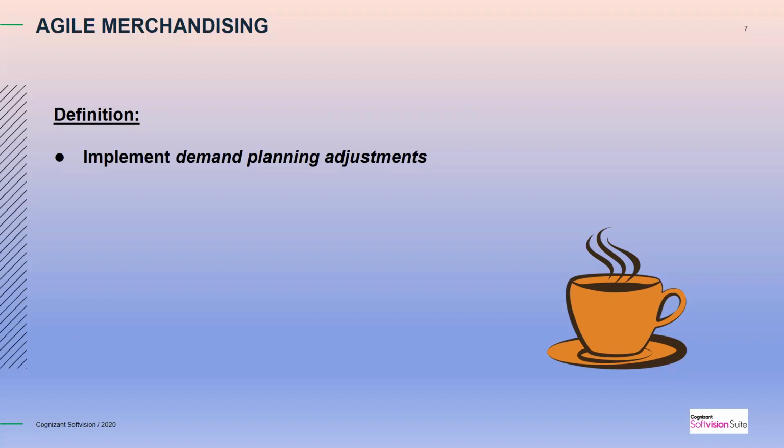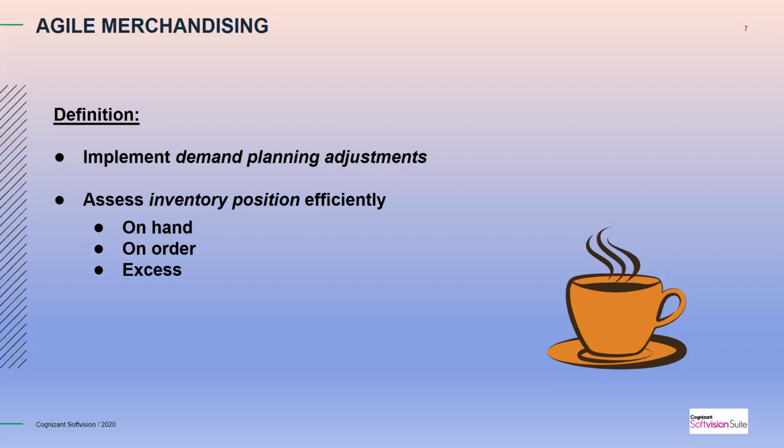With all that's going on, what can we do to shore up our supply chain? Agile merchandising. Our definition is implementing demand planning adjustments to then be able to assess your inventory position efficiently. Inventory position means different things. It means your current on hand. It means your on order, your excess, your shortages. Processes need to be in place to quickly and efficiently be able to assess these inventory positions so that we can act on them.